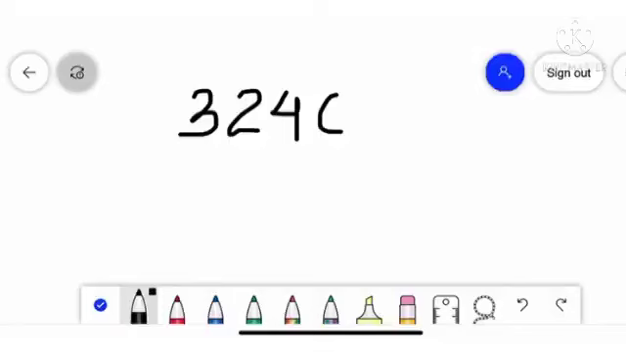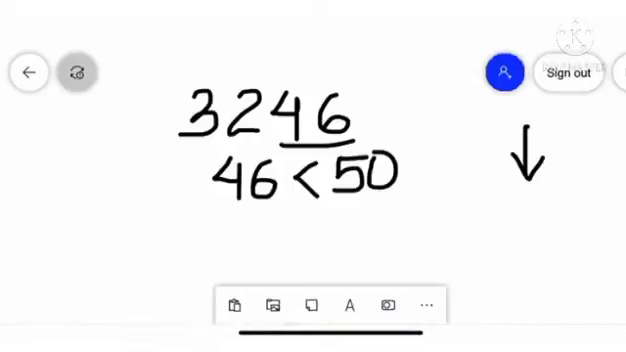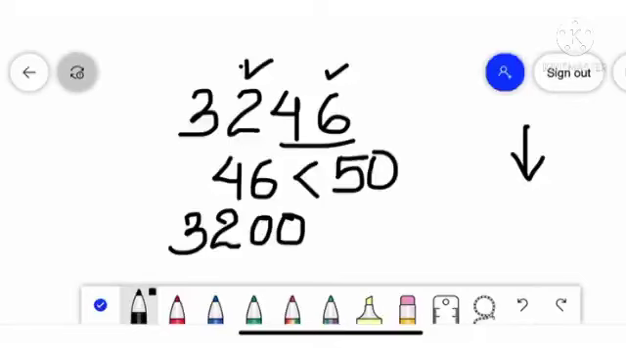For example, 3246 to the nearest 100. As you can see, the number is ending with 46, and 46 is less than 50. So the number is going to be rounded down. So we will not add anything on the hundreds place. Here 2 is there, so we are not going to increase its value by 1. We are just going to write the same, that is 2 only, and the digits we are comparing, here 46, will be replaced by 0. So the round off is 3200.